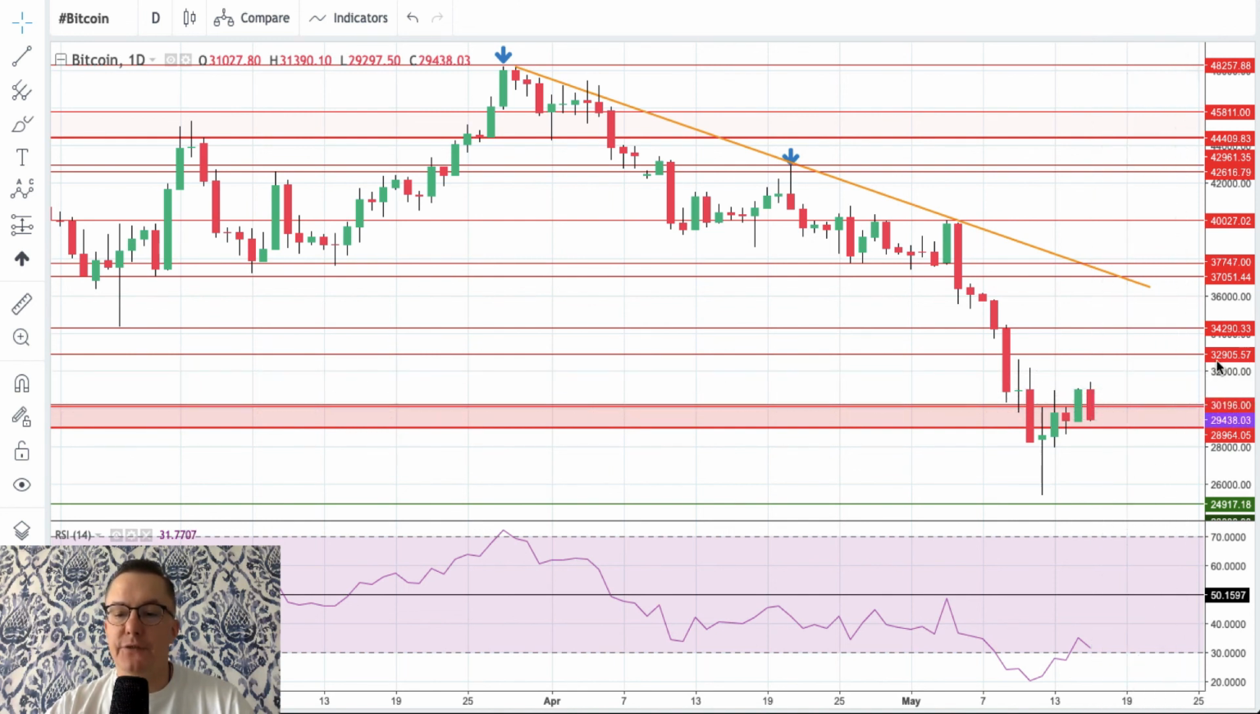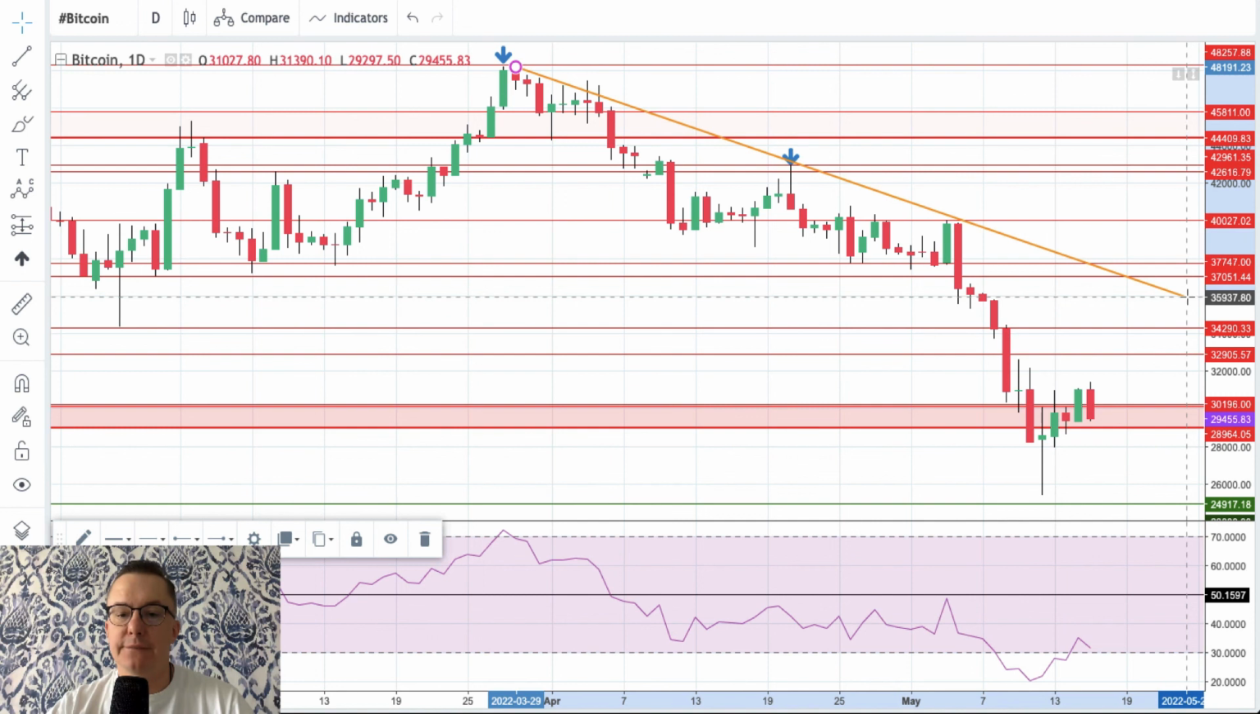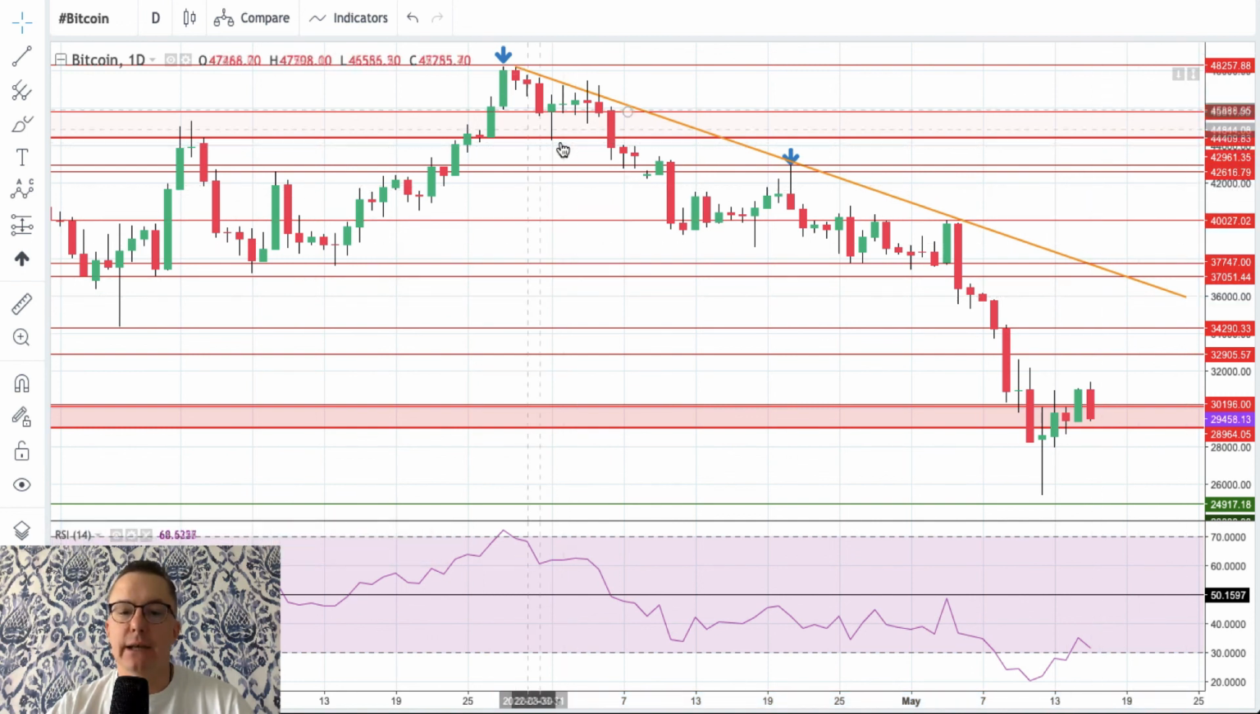Next targets for bulls: 32,905, 34,290, and the key technical resistance, 37,747. We are still trading below this trend line, and it looks like this is a full 5-wave decline that has been completed, or it is about to be completed.